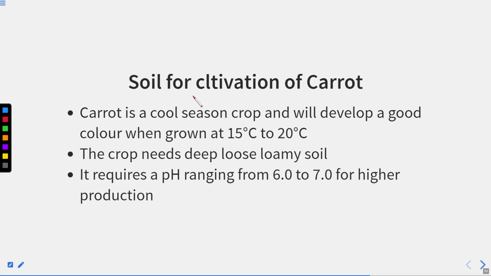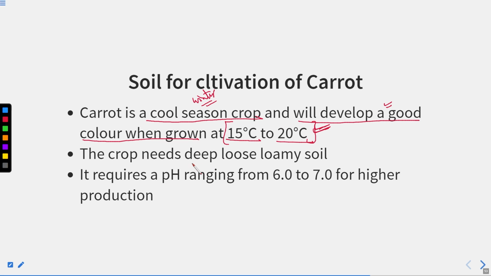So the carrot is a cool season crop, so it is grown in the winter season and will develop a good color when grown at 15 degrees centigrade to 20 degrees centigrade. So it will develop a good color, right? The carrot will develop a good color at this particular temperature, so the temperature decides the color of the carrot. So this is very, very important.